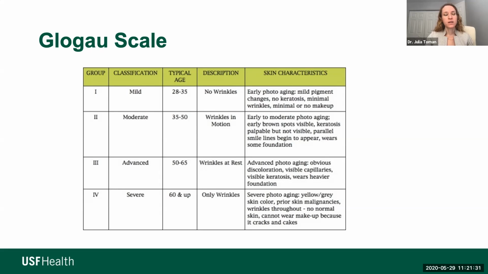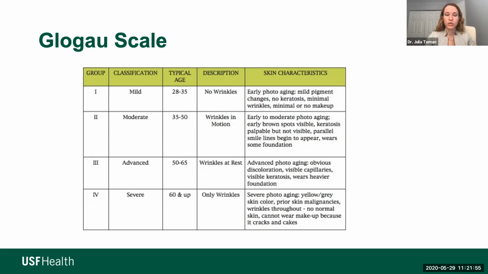And then the last group, group 4, is severe, usually found starting in the 60s and up. You'll see there's a little bit of overlap in the age range between 3 and 4, and basically it's wrinkles everywhere. Think of an old weathered face, somebody who's worked all their life in the sun without any sun protection. So there's severe photo aging.